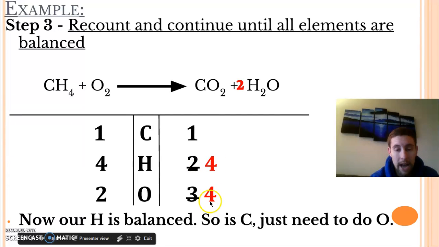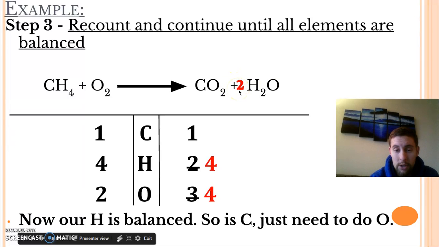But wait, this oxygen changed. Why did that happen? Because we have 2 oxygens. That oxygen's also in here. You can kind of pretend this is all in one big box. It's a box of stuff. If you have 2 boxes instead of 1 box, everything in that box is going to double.